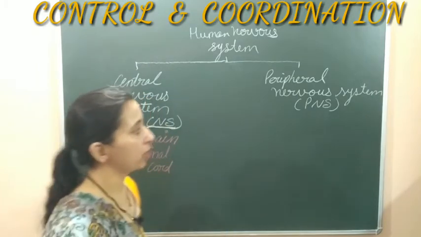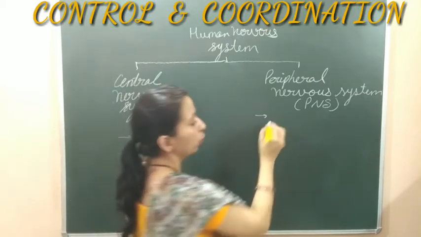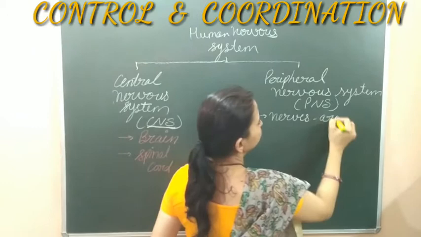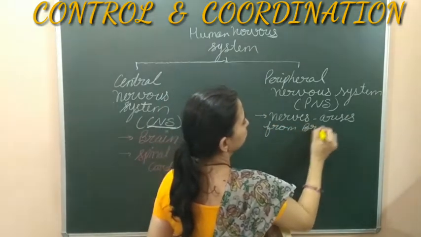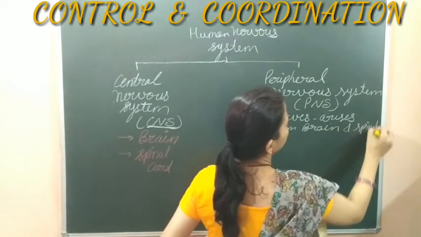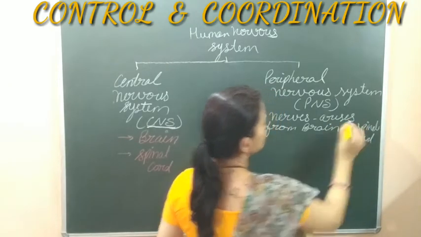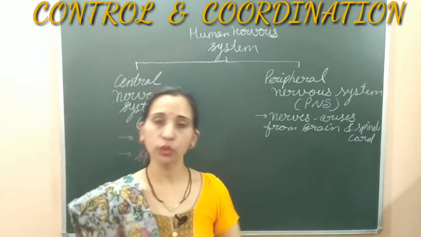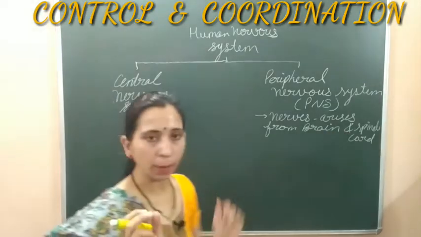So in the peripheral nervous system, what do we include? We include the nerves which arise from the brain and spinal cord. इसके अंदर हम उन nerves को include करेंगे जो भी arise हो रही हैं ब्रेन से और स्पाइनल कोड से. These nerves arising from the brain and the spinal cord make the peripheral nervous system. We already discussed a little bit about these nerves.